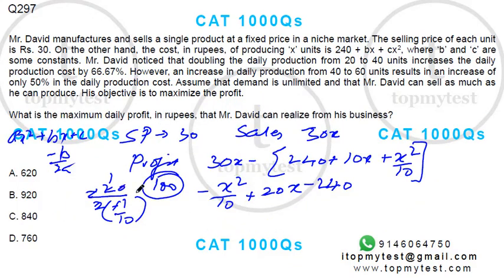And what will be the maximum profit? Put x is equal to 100 here. If I put x is equal to 100, you get minus 1000 plus 2000 minus 240. So that will be 1000 minus 240, 760. Option D will be your correct choice. Right? So it's a question on quadratics. Once you know the basic relationship of a quadratic equation, you can solve this reasonably easily. Right? So that finishes this question, this set.